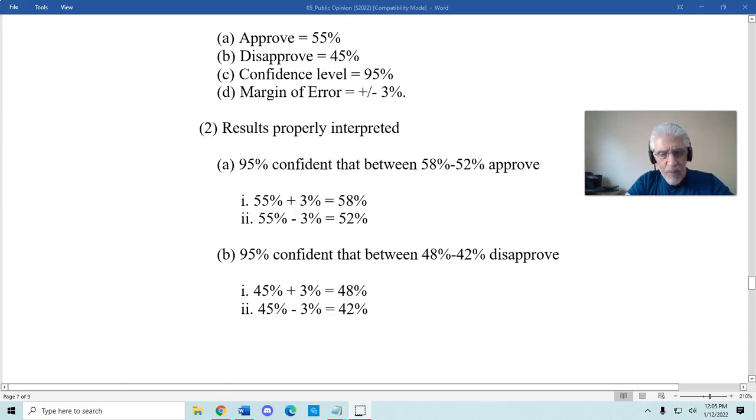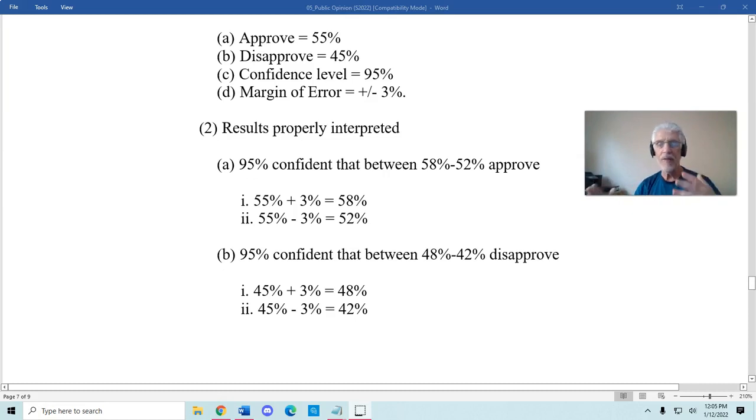Now, how did I get the 58% and the 52%? Well, that's where the margin of error came in. Remember, the average was 55% who said they approved. That was the results of the poll. Well, what you do, if you look down below, is that where it shows 55 plus 3, and that's where I got my 58%, then 55 minus 3, and that's where I get my 52%. That's the confidence interval, it's called. It means that we're 95% confident that somewhere between 58% and 52% approve.